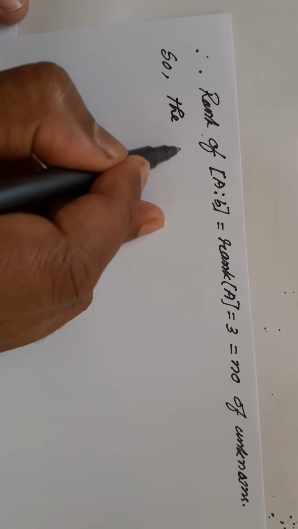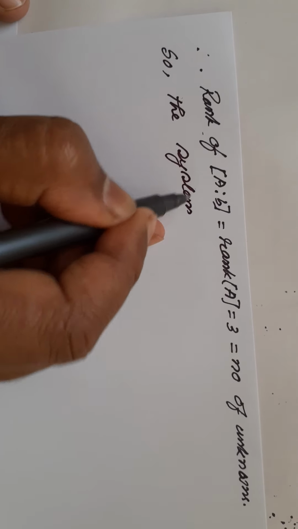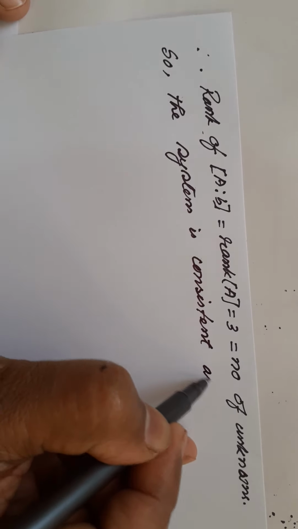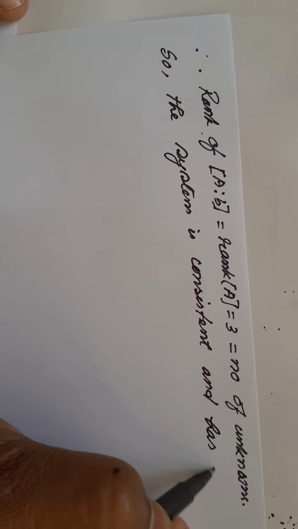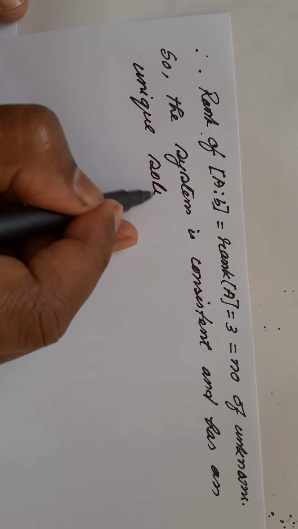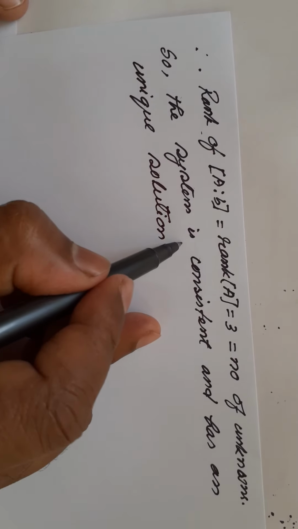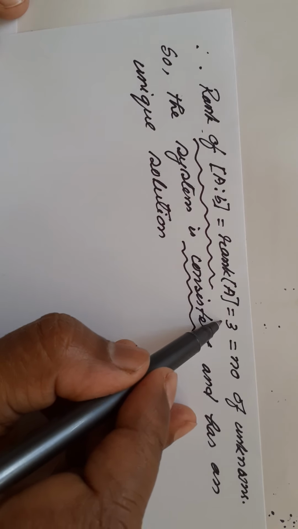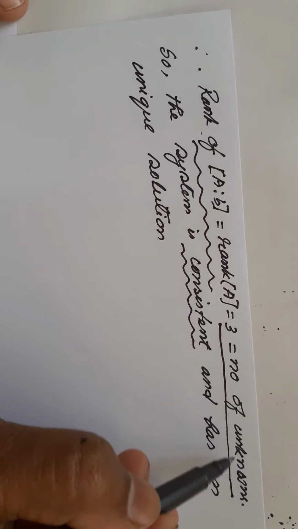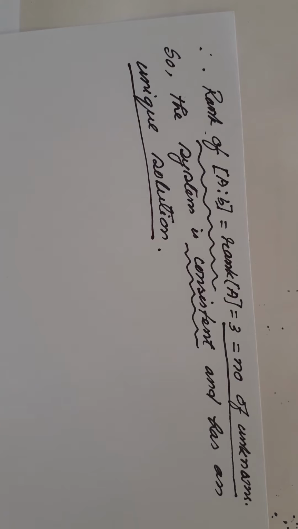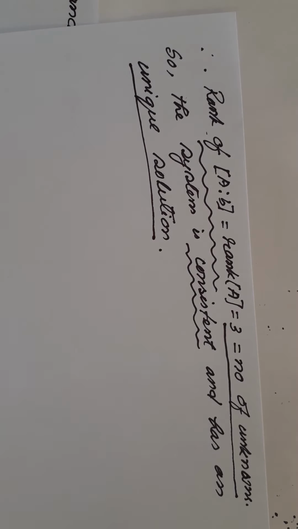So the system is consistent and has a unique solution. Remember, consistent comes from the fact that these ranks are equal, and the rank being equal to the number of unknowns ensures that the system has a unique solution. So we are done. We have not been asked to get the solution, so we are leaving here.